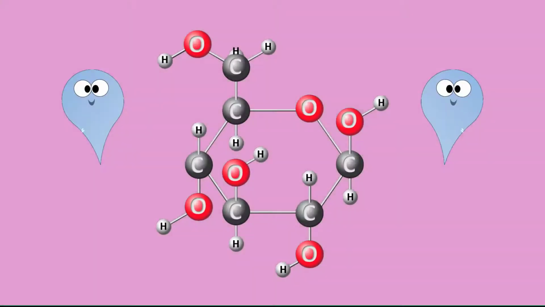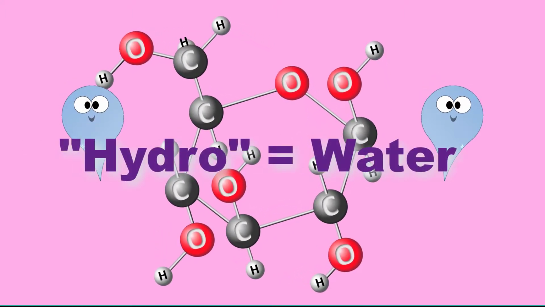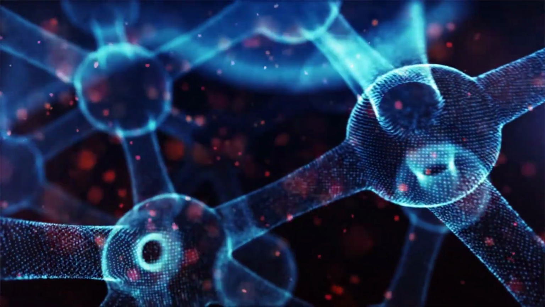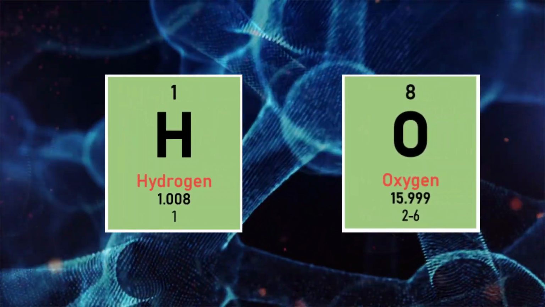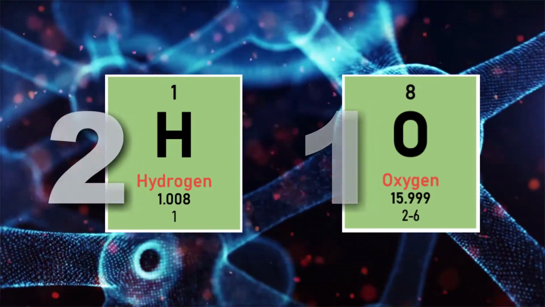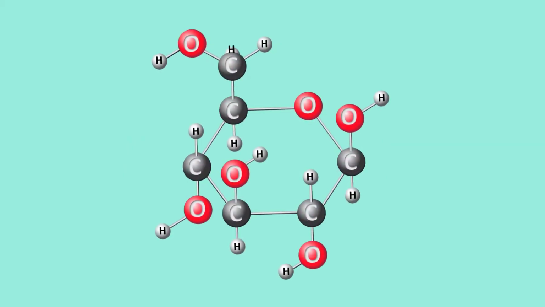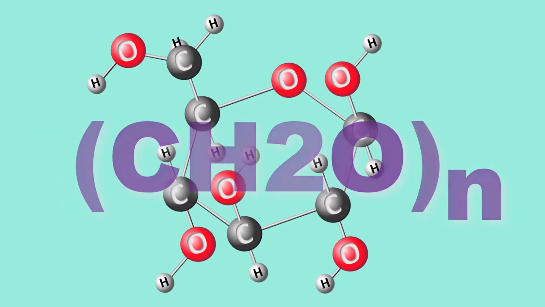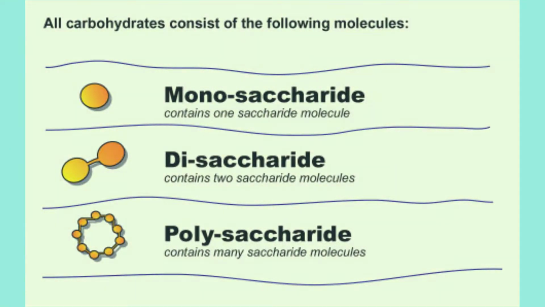Carbohydrates. The term carbohydrate means hydrated carbon. Recall that the root hydro indicates water. Thus, a carbohydrate is a molecule composed of carbon, hydrogen, and oxygen. In most carbohydrates, hydrogen and oxygen are found in the same 2:1 relative proportions that they have in water. In fact, the chemical formula for a generic molecule of carbohydrate is CH2O.